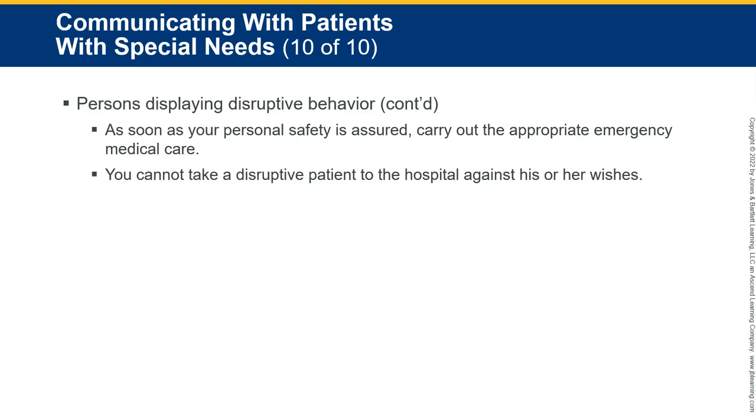Sometimes family members or friends of the disruptive patient may insist that you take the person to the hospital, but remember, you cannot take a competent individual against his or her wishes. It doesn't matter that the wife wants you to. It doesn't matter that dad wants you to. It doesn't matter if the son wants you to. If they are competent, they can answer the appropriate questions. None of that matters. Now, you may need to get law enforcement involved, but make sure that you are doing what is right.